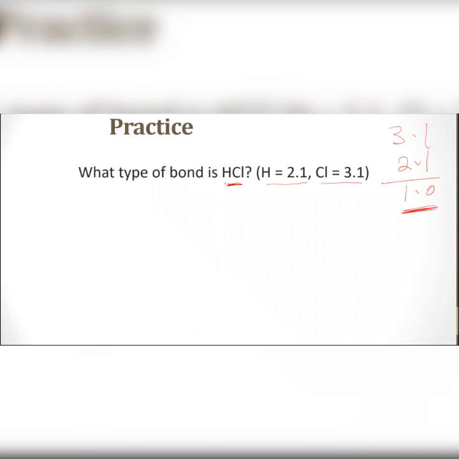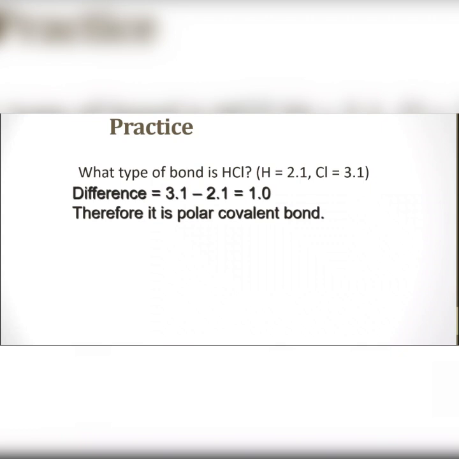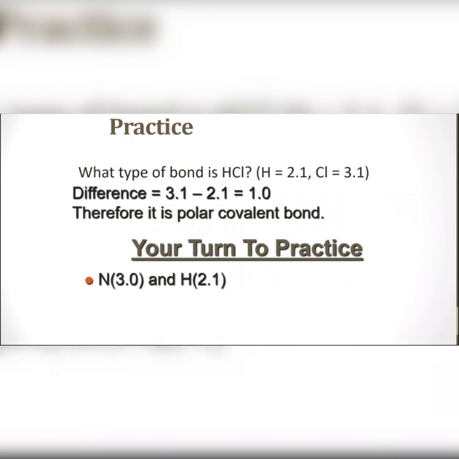Okay? Now let's reveal the answer. 3.1 minus 2.1, it's a polar covalent bond. Now these are problems for you: 3 and 2.1 between nitrogen and hydrogen. What type of bond would they form? And hydrogen, hydrogen, 2.1 and 2.1.